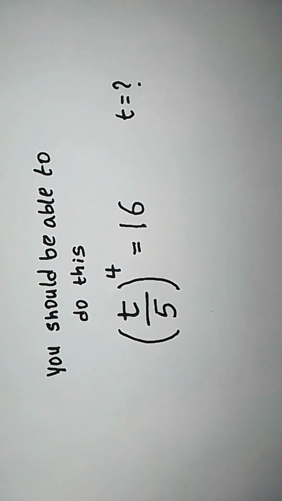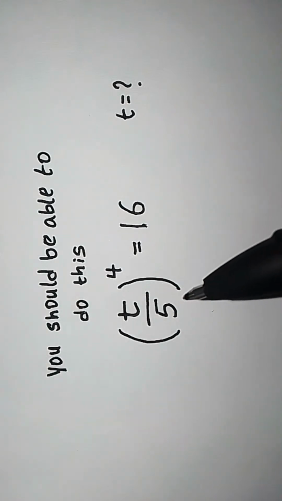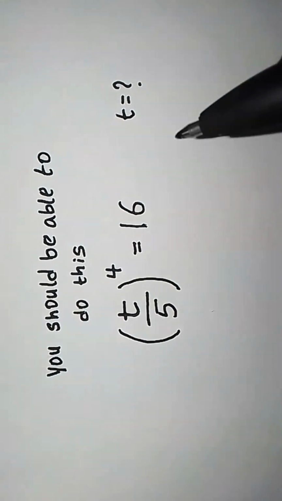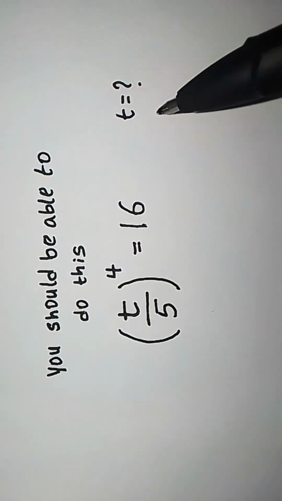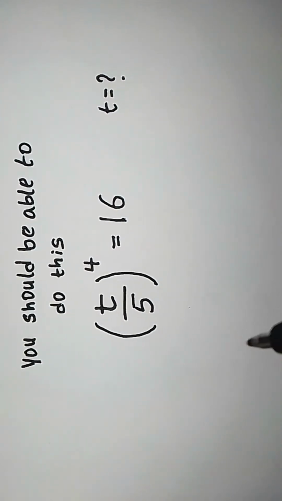Hi guys, you should be able to do this. (t/5)^4 is equal to 16. How do we solve for t? Without further delay, let us begin.